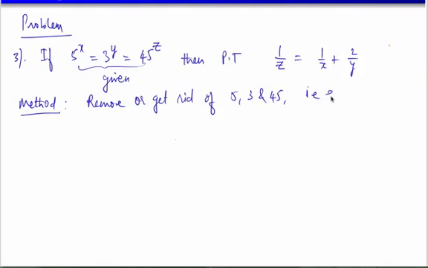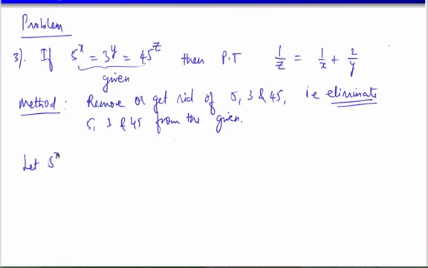That is, eliminate 5, 3 and 45 from the problem or from the given. So it's basically an elimination problem. So what I do is, I give you a technique. Whenever equalities are given, let each of the equalities be 5 raised to x equals 3 raised to y equals 45 raised to z equals some k.